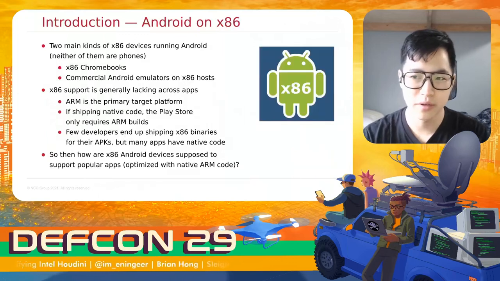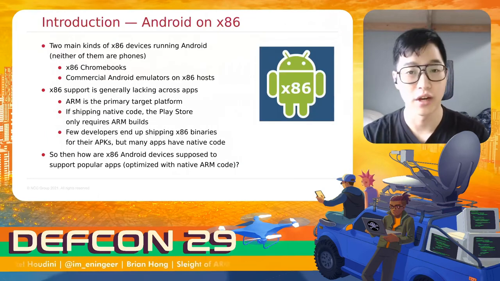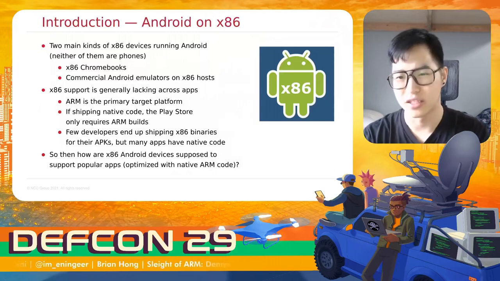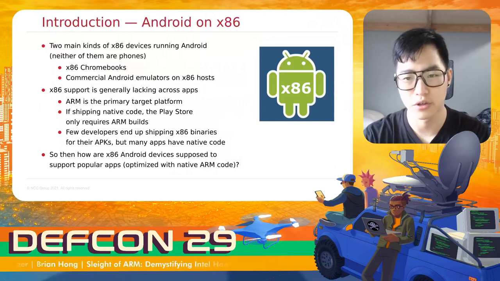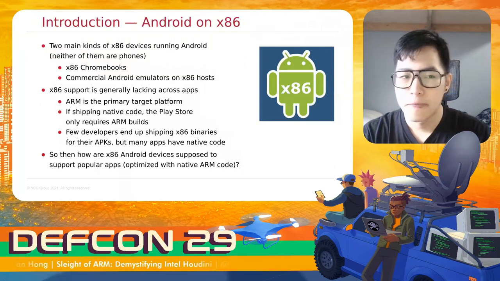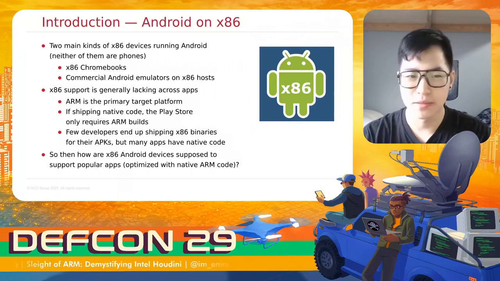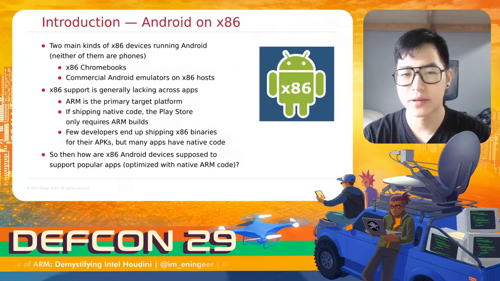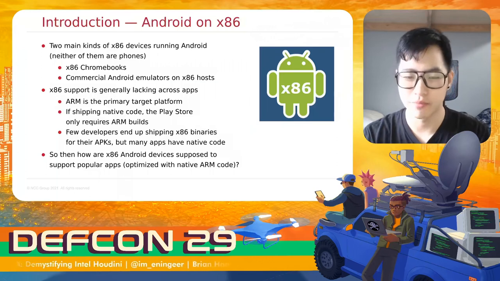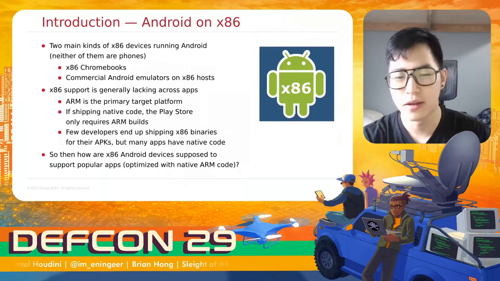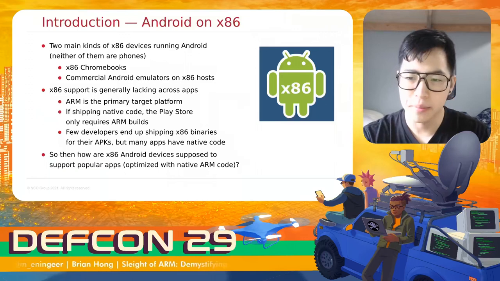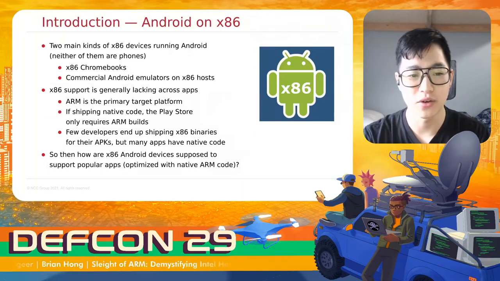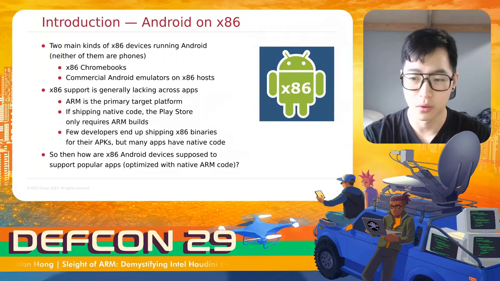Since then, there have been several Android devices running on x86, but now there are mainly two: x86 Chromebooks and x86 hosts running commercial Android emulators. However, apps generally still lack support for x86, because ARM is the primary hardware platform for Android. In fact, if you have native components in your app, the Play Store only requires the ARM builds. Because of this, many native applications don't end up containing any x86 binaries, only ARM.